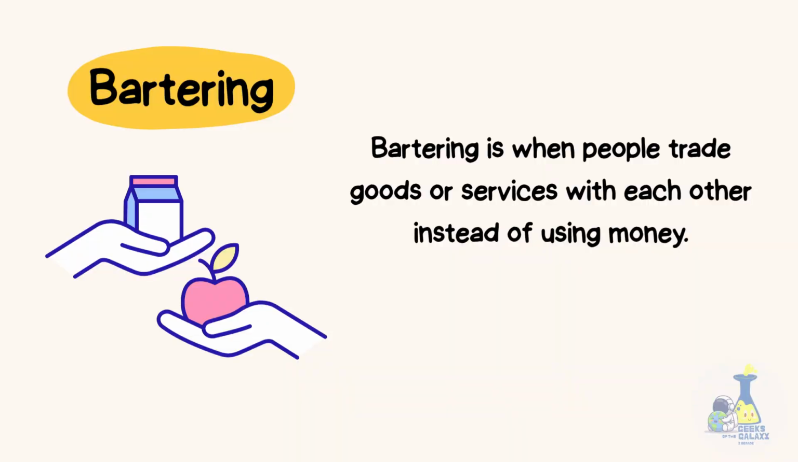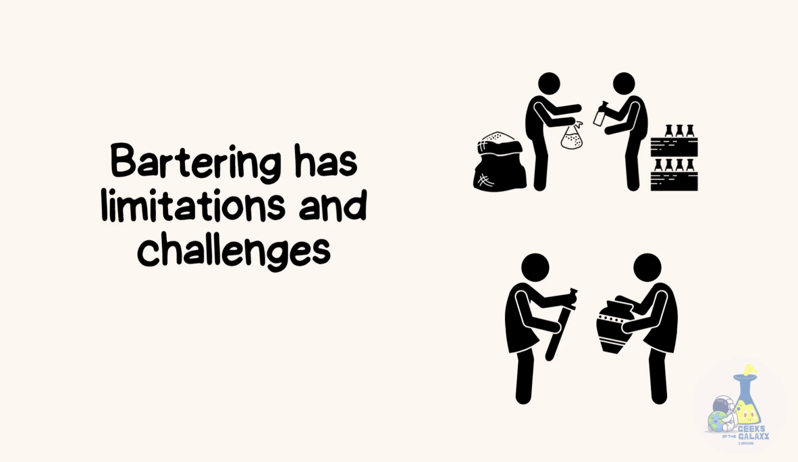Bartering is a form of trade where people trade goods or services with each other instead of using money. For example, if someone gives bread and gets apples in return, or in the case of a service, you may trade a haircut for fresh vegetables. While bartering was very common in the past, it has many limitations and is not used very often anymore. Today, most people use money to buy and sell goods and services because it's faster, easier, and more convenient.